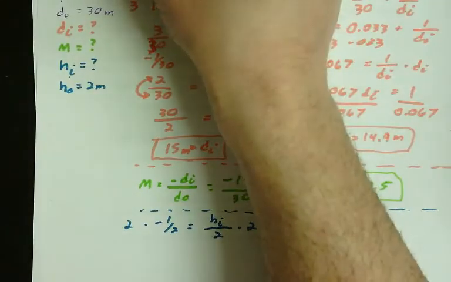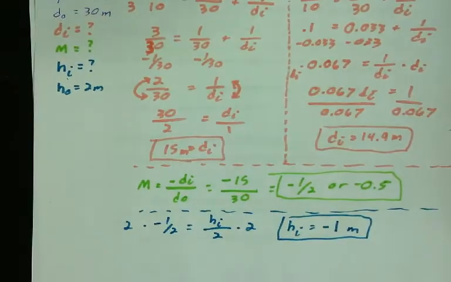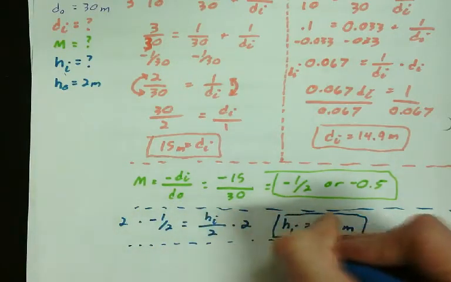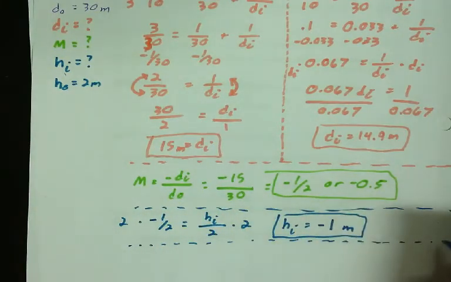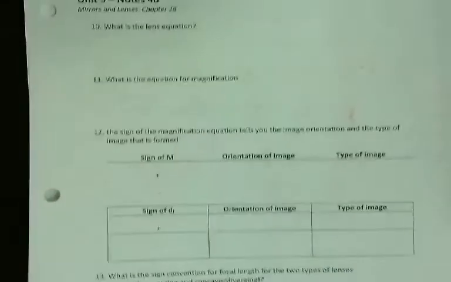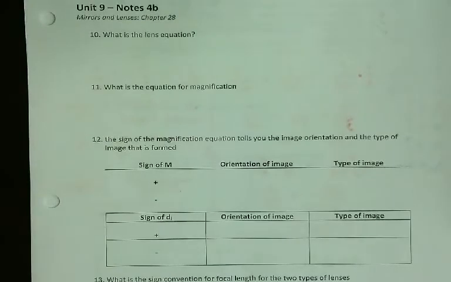Okay, done with C. Last step. We got to determine if it's real or imaginary. And this is the easiest step of all. You flip over to your front page, and you read the thing that says sign of M.